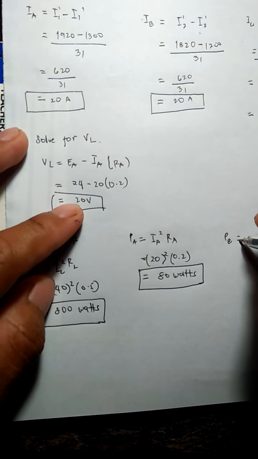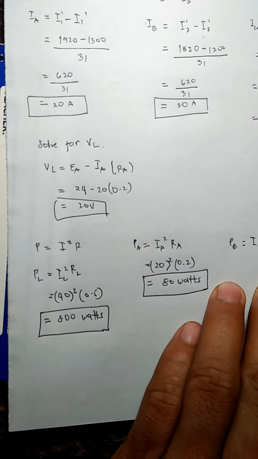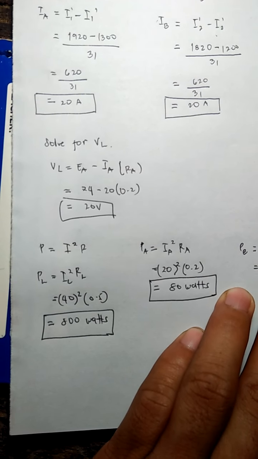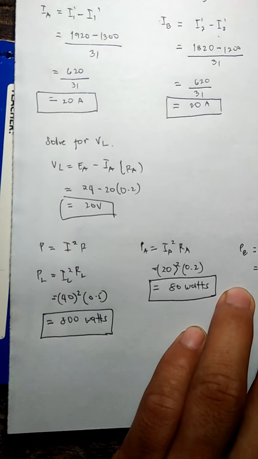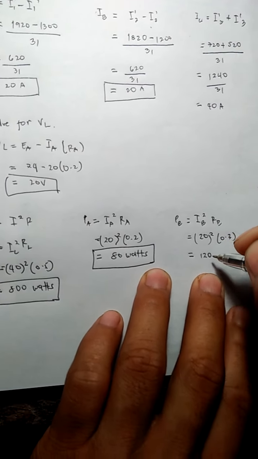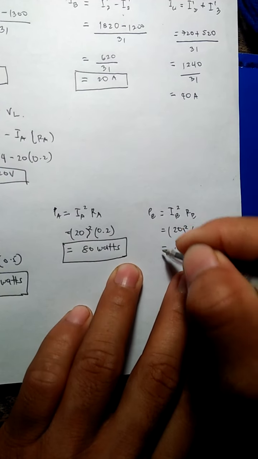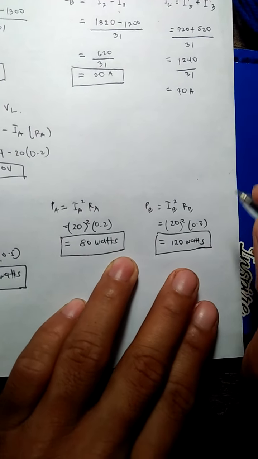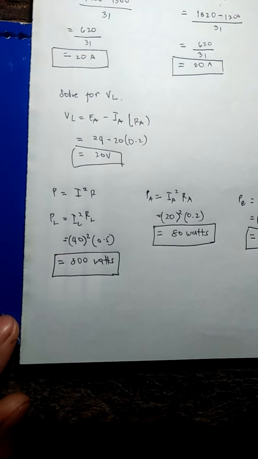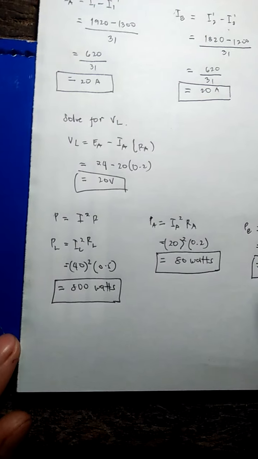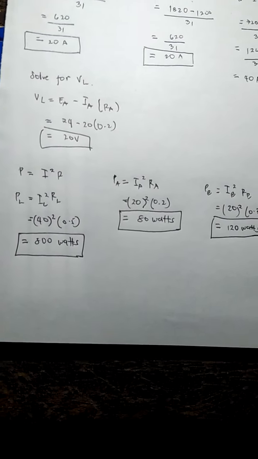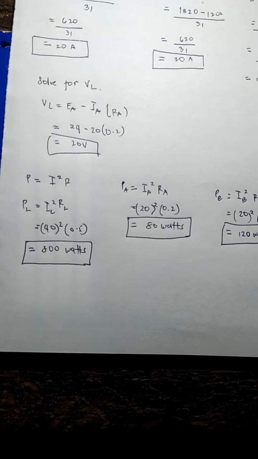PB is equal to IB squared RB. It will have 20 squared times 0.3. Then it will result in 120 watts. So that's all for our superposition theorem.